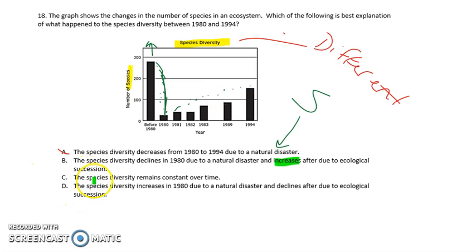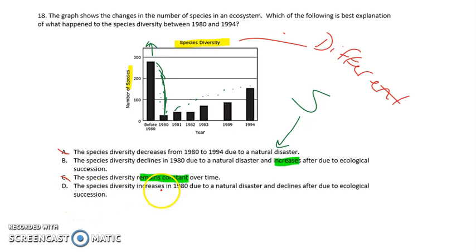C, the species diversity remains constant. Now it's telling us it remains constant over time. Guys, when you see the word constant, think of a straight line. So if that's the case, then I should have a straight line from here all the way across my graph. And is that what happens? No, because it dips, right? It dips down, then it creeps back up. So C, not looking too good. Let's finish this up and look at D.